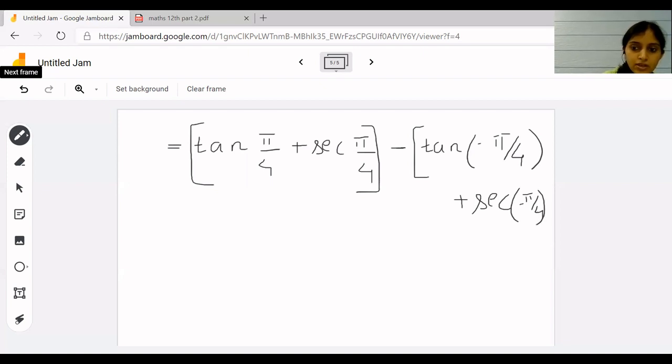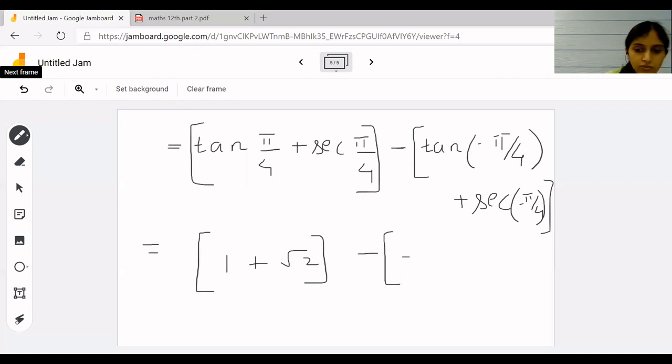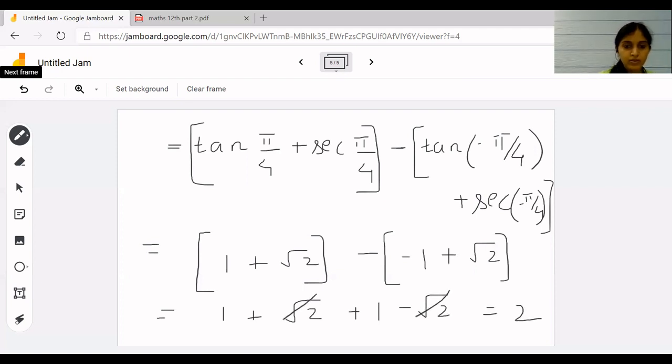Now we should know that tan of a negative value is minus tan, and sec of a negative value, the negative sign disappears. So tan of pi by 4 is 1 plus, what is sec of pi by 4? Root 2. Minus tan of pi by 4 is again 1 plus sec of pi by 4, root 2. Open the brackets. So we will have 1 plus root 2 minus and minus plus minus root 2. So the answer is 2. I said it's just the substitution of the limits, that should be perfect.